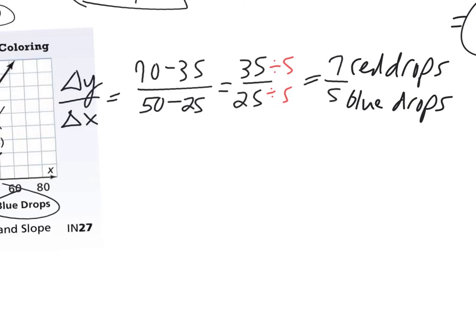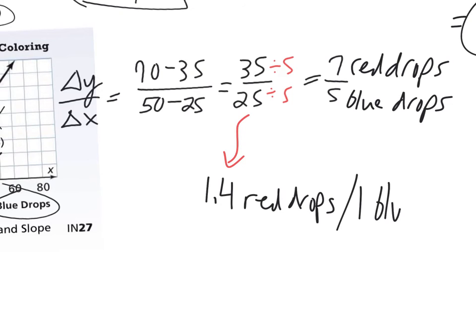And then we just talked about the description. It means 7 red drops for every 5 blue drops. One thing about this, if you divided this out, which we would do a lot of times, we would say, oh, let's divide them both by 25 and get a unit rate. Well, if you do that, in this case, you'll get 1 4/10. And that means we have 1 4/10 red drops for every 1 blue drop.